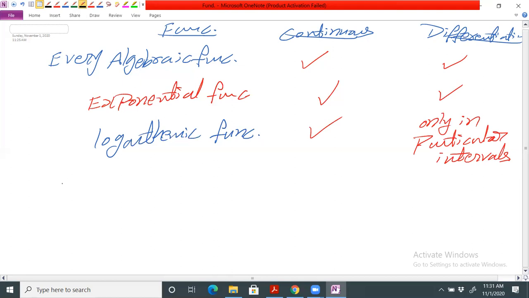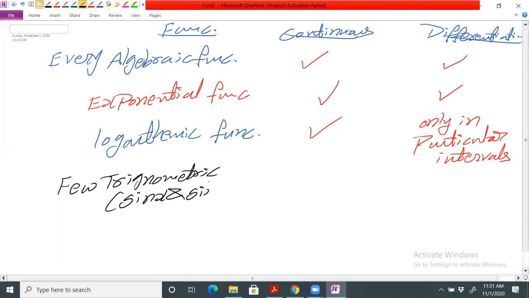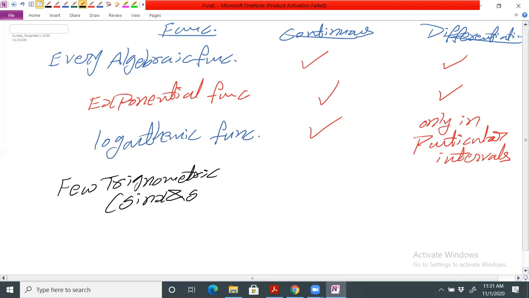Trigonometric functions. Among the trigonometric functions, I am taking especially sin x and cos x. These two, sin x and cos x, are continuous everywhere and also differentiable everywhere.